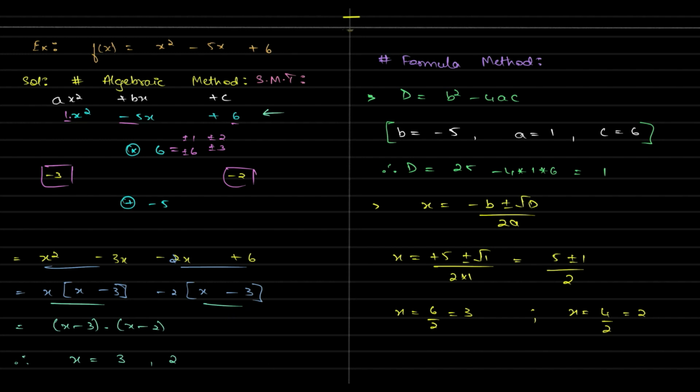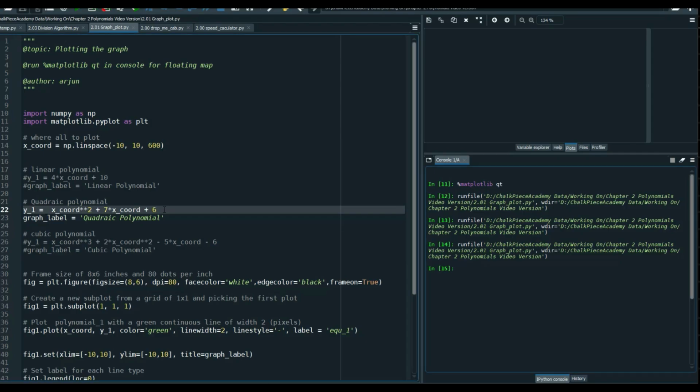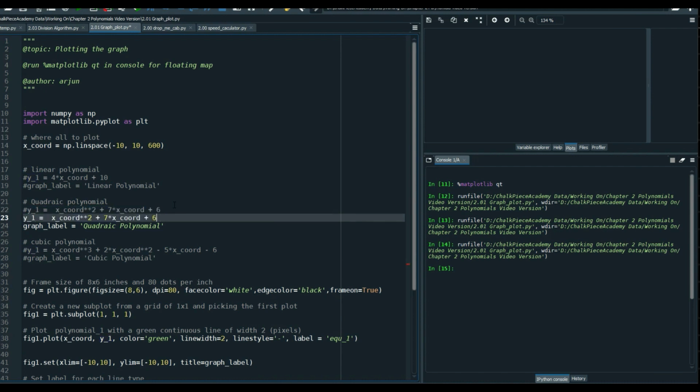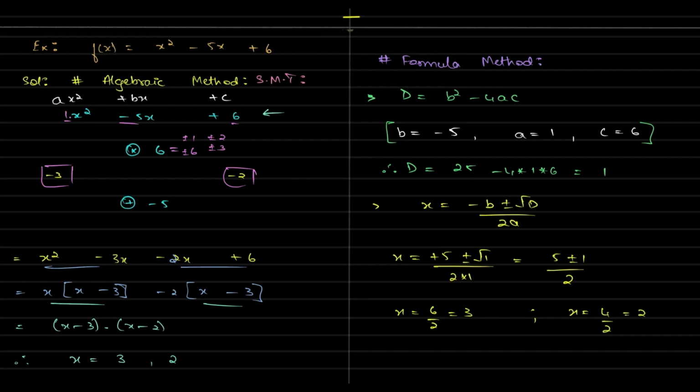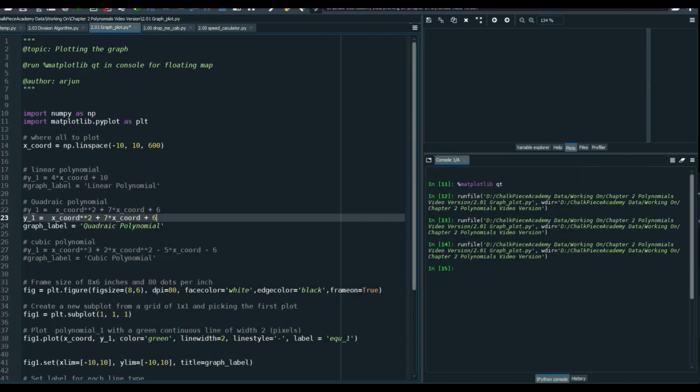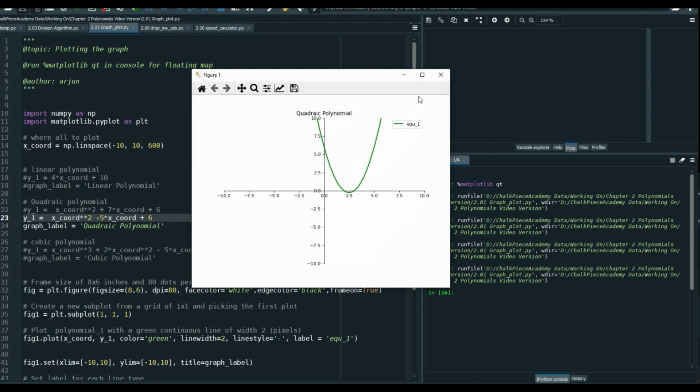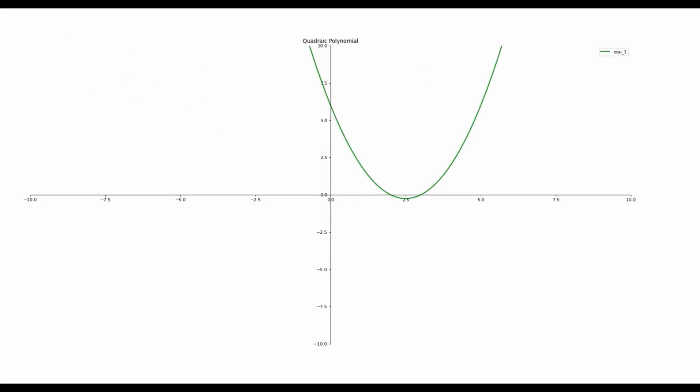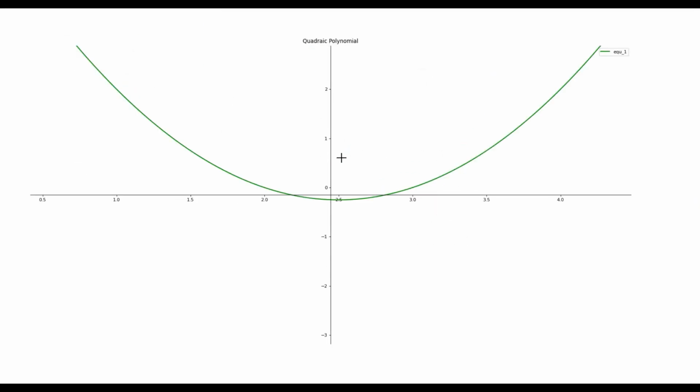So last, the graphical method. Let me type in the expression x square minus 5x plus 6. X square is there already, so we're looking at minus 5x plus 6. Okay, that's correct. Let's execute it. And we have a graph.